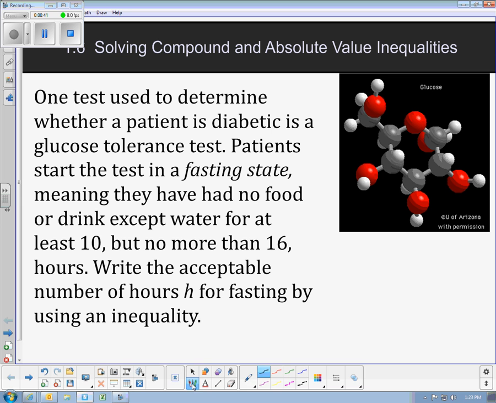So we need to figure out what the range is. Basically, we're going from 10 hours up to 16 hours. So we know we need to be greater than or equal to 10 and less than or equal to 16. Well, I can write those out separately. I could have h is greater than or equal to 10, and h is less than or equal to 16. But since we want to be between this range, we can take these two and put them together.